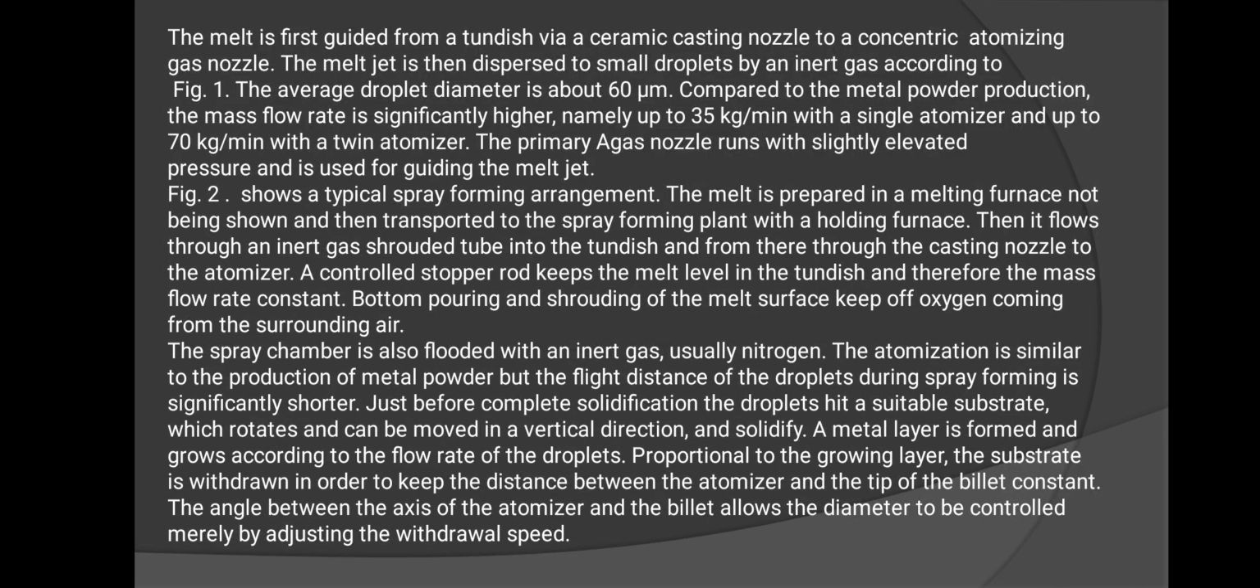The atomization is similar to the production of metal powder, but the distance traveled by the droplets during spray forming is significantly shorter. Just before complete solidification, the droplets hit a suitable substrate which rotates and can be moved in the vertical direction by using the shovel, and solidify. A metal layer is formed and grows according to the flow rate of the droplets. Proportional to the growing layer, the substrate is withdrawn in order to keep the distance between the atomizer and the tip of the billet constant. The angle between the axis of the atomizer and the billet allows the diameter to be controlled merely by adjusting the withdrawal speed.